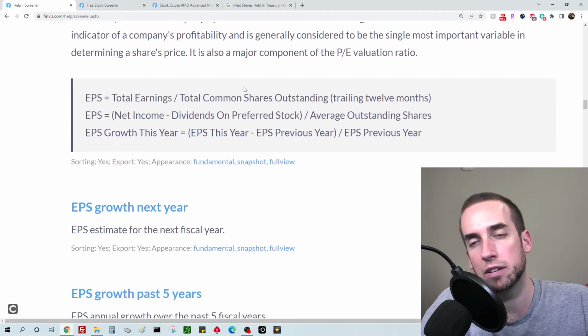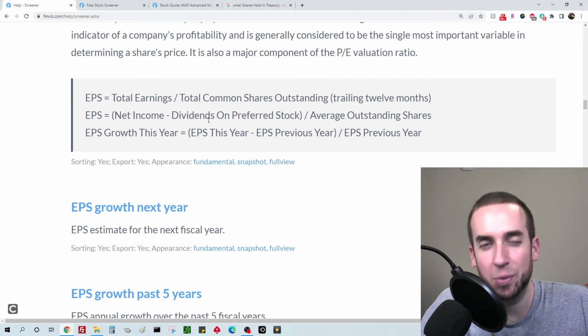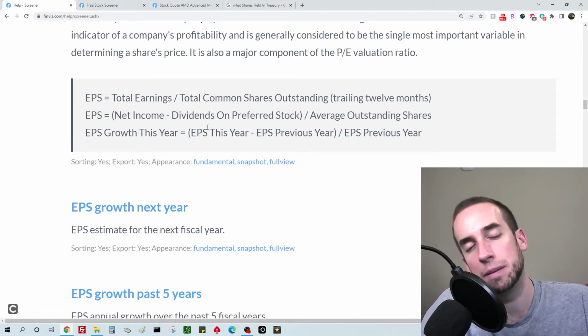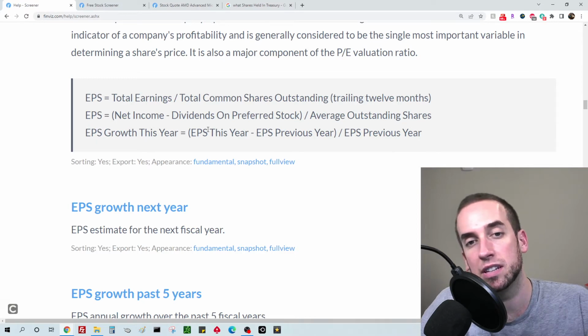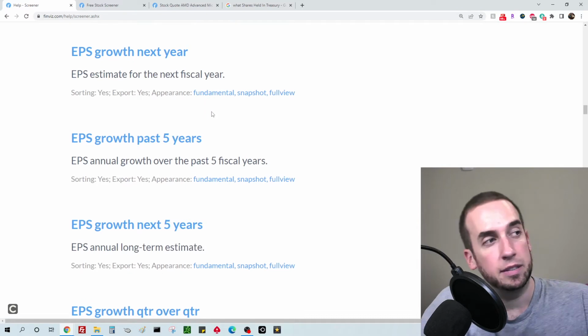All right, in a gray box on the Finviz help site, they have EPS equals total earnings divided by total common shares outstanding, trailing 12 months. EPS equals (net income minus dividends on preferred stock) divided by average outstanding shares. EPS growth this year equals (EPS this year minus EPS previous year) divided by EPS previous year. All right, some easy definitions.